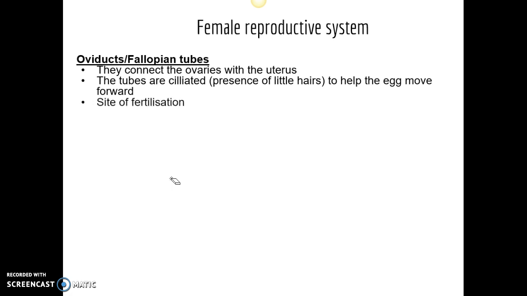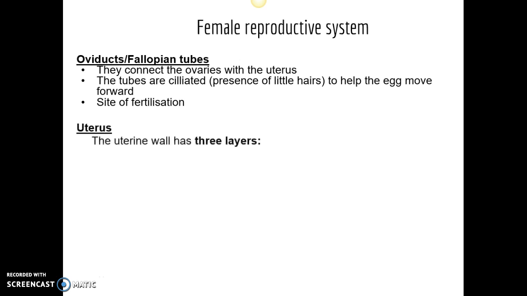The oviducts, and this is very funny because many people don't know that the oviducts or fallopian tubes are the site where the fertilization occurs. The fertilization does not occur in the uterus, and the fertilization does not occur in the ovary. The fertilization, this is the moment where the sperm cell reaches the ovum, occurs in the fallopian tubes.